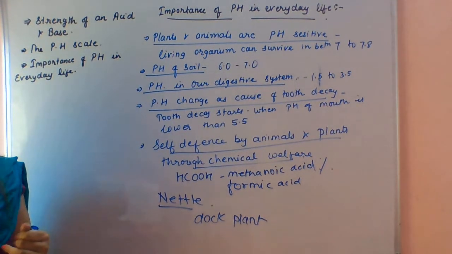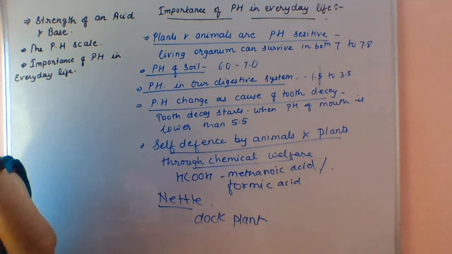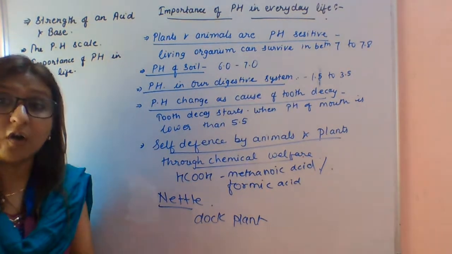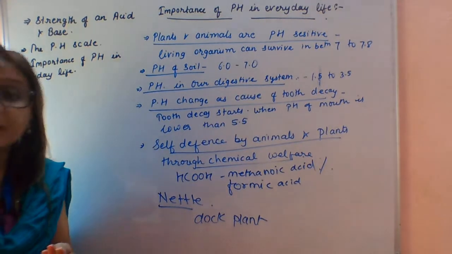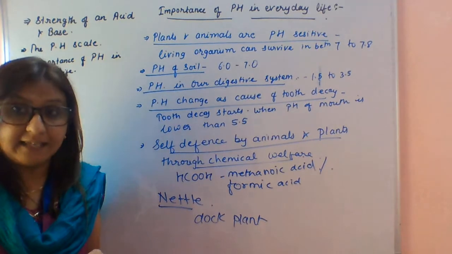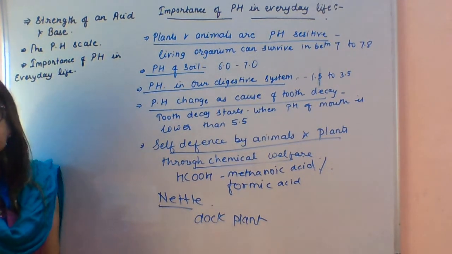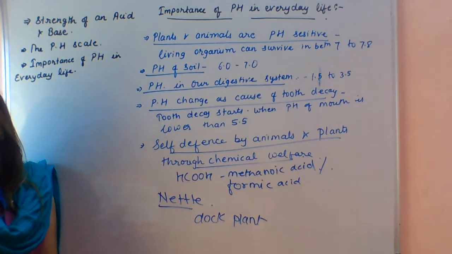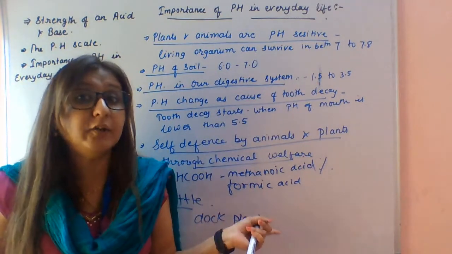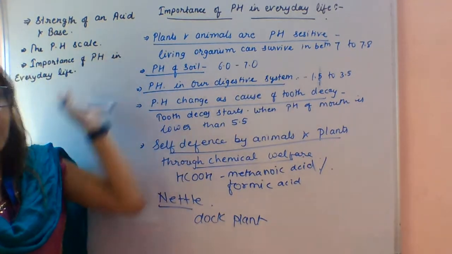I just want to tell you about some naturally occurring acids. Vinegar contains acetic acid, orange contains citric acid, tamarind contains tartaric acid, whereas tomato contains oxalic acid. Sour curd contains lactic acid, lemon contains citric acid, and ant sting or nettle sting contains, as I just told you, methanoic acid or formic acid. So here the topic is finished.